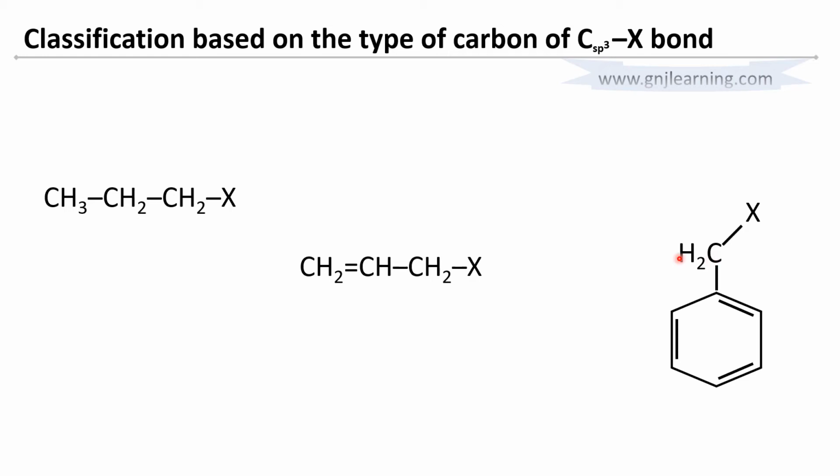Accordingly, we can classify the compounds. We can give the corresponding names. So this X is attached to an alkyl carbon, so we call this an alkyl carbon. In this case, this is an allylic carbon, and in the third case it is a benzylic carbon.